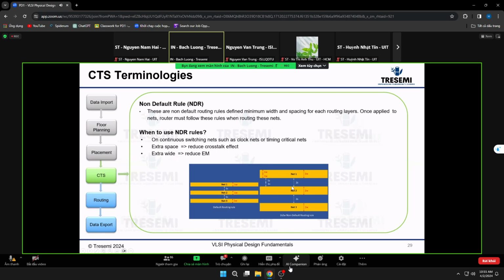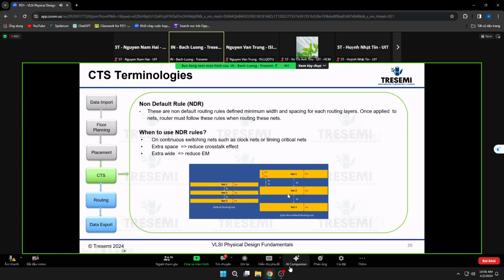In the example here, I just do double space and double width, but you can do whatever is applicable to your design, like 3 or 4. Just remember, it takes up a lot of routing resource, right? With double space, you can see it takes up double the tracks. Actually, more than that. This is 2 tracks, and this is another 2 tracks, so it's actually quadruple the tracks just from here to here.